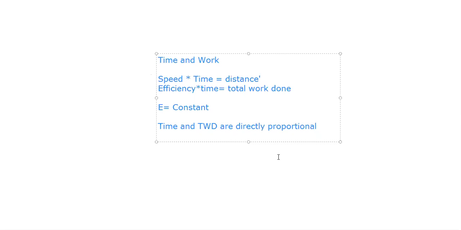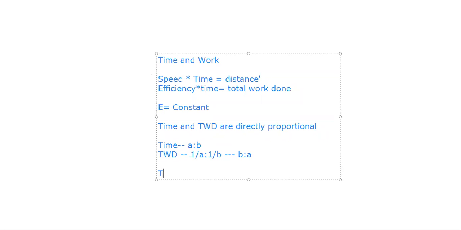So when efficiency is constant, time and total work done are directly proportional, which means if time is in the ratio A is to B, total work done will be in the ratio 1 by A is to 1 by B, which is nothing but B is to A. You just take the LCM of the denominators, it becomes AB, and multiply the ratio. Okay, so it becomes B is to A. All right.